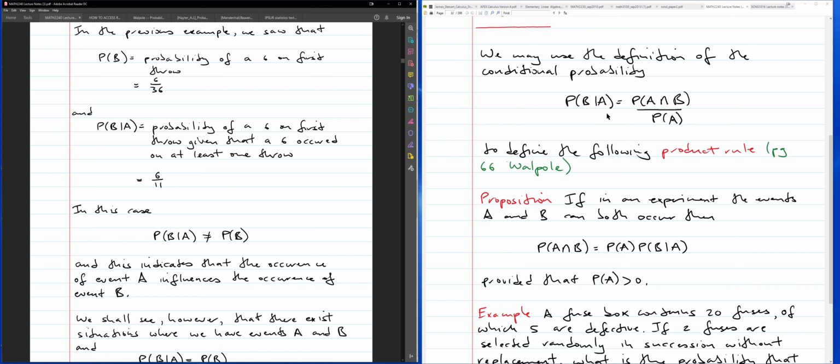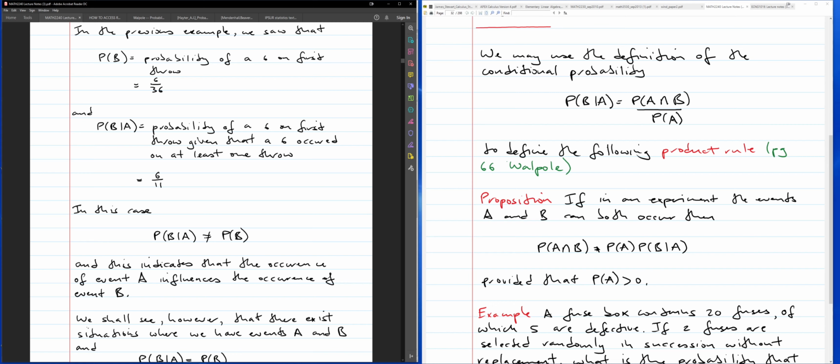With this expression, you can just multiply throughout by the probability of A. If I multiply on both sides by the probability of A, I will get the probability of A intersect B is equal to the probability of A times the probability of B given that A has occurred. In a sense, all you're doing is rearranging the definition of conditional probability. And for this to be well defined, you want your probability of A to be bigger than 0.